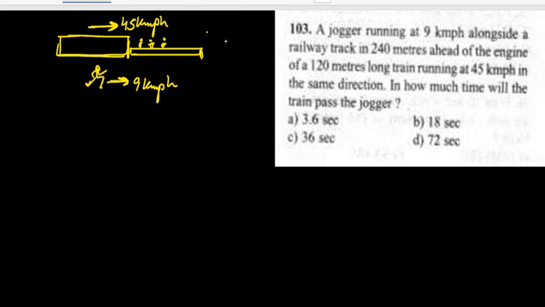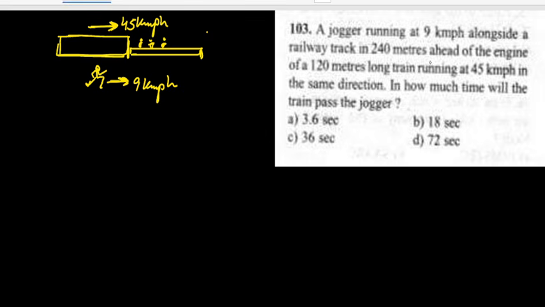Along with that, in front of the train there is a platform as well, from where the people would get up. Yes, this is the platform, and alongside there's a person who is running. This guy is running in this direction. The necessary condition they have given is the jogger is running at a speed of 9 kilometers per hour, and the train is moving with a speed of 45 kilometers per hour.